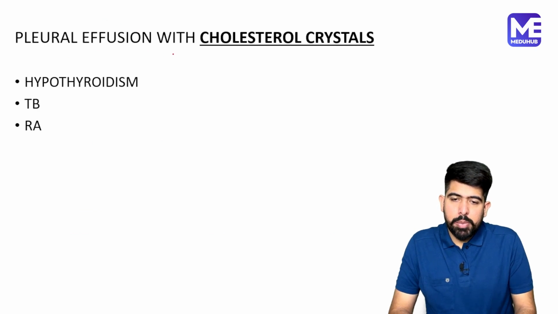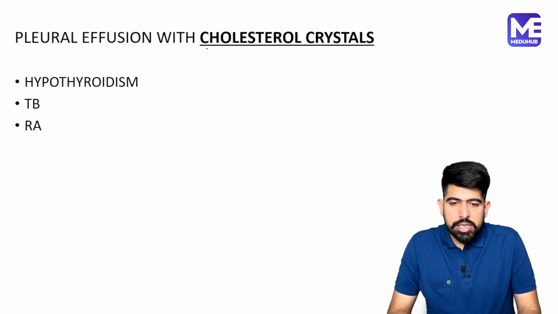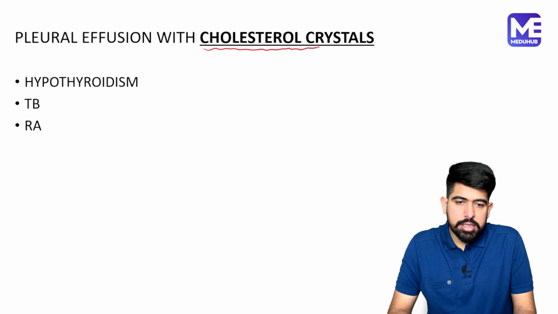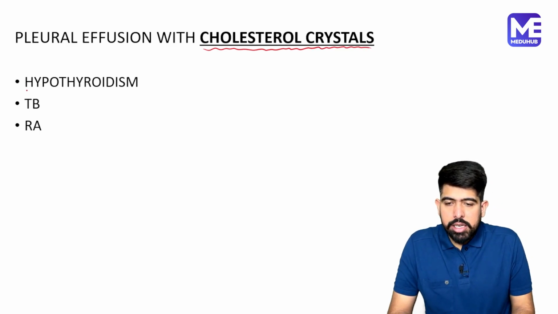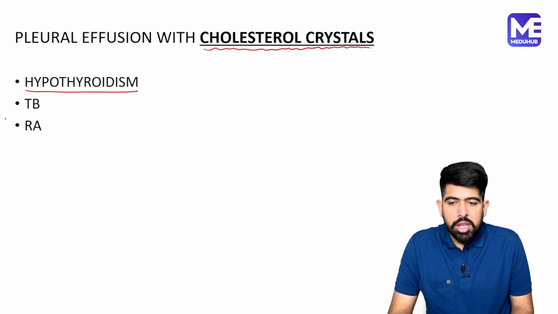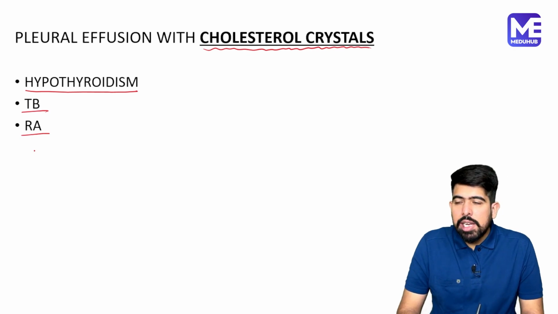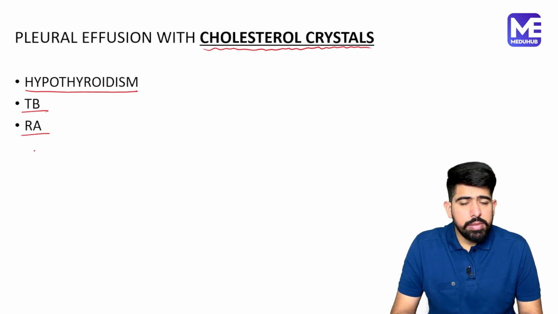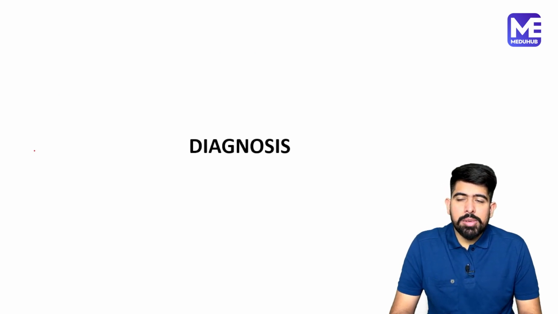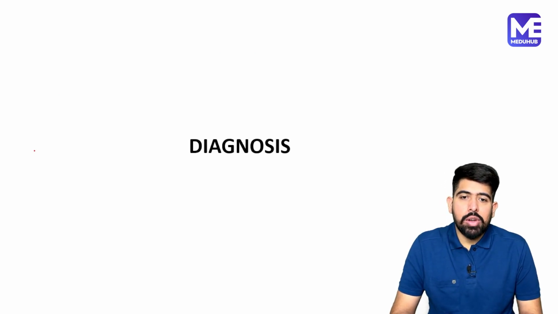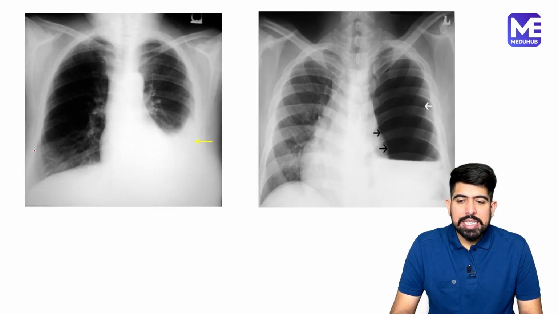Now, if we talk about pleural effusion with cholesterol crystals, yes, in pleural effusion we can see cholesterol crystals, and this is seen in hypothyroidism, tuberculosis, and rheumatoid arthritis. These are the three which we see with cholesterol crystals. If we talk about the diagnosis, how we are going to diagnose pleural effusion, please listen to this part. We start the diagnosis first with the chest X-ray.